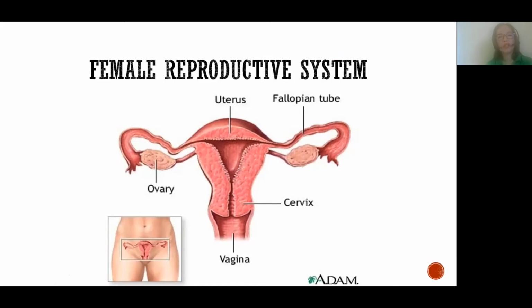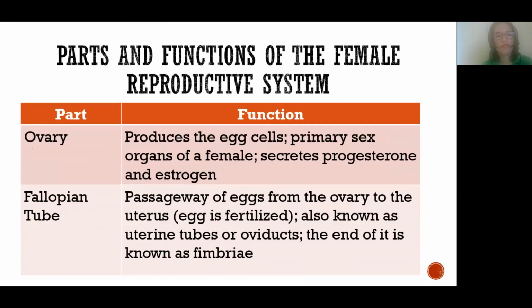Okay, so let's see the function of these parts. Let's have first the ovary. The primary sex organ of the female is the ovary, so take note of that. The vagina is not the primary sex organ, but the ovary is, because this is the one that produces the egg cell. Also, it's the one that secretes 2 important hormones, estrogen and progesterone. So we'll see the role of these 2 hormones in the reproductive cycle.